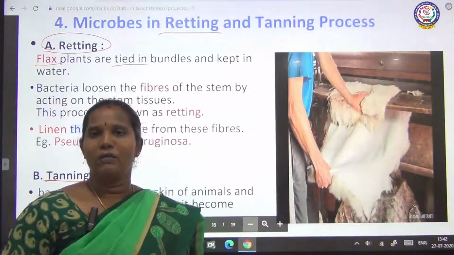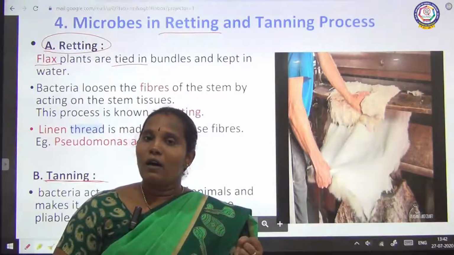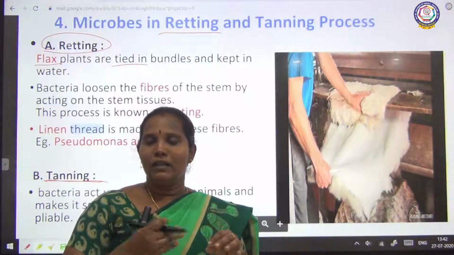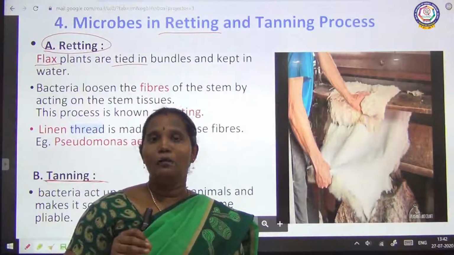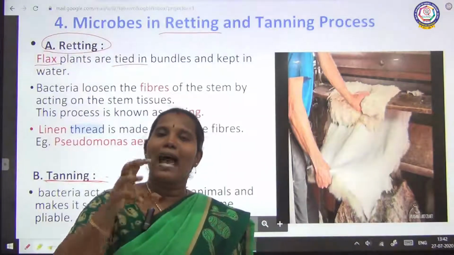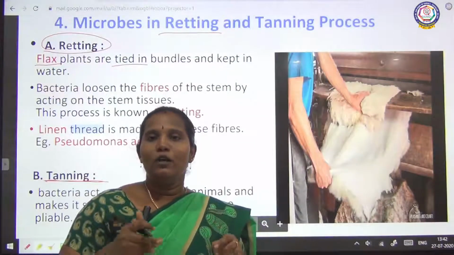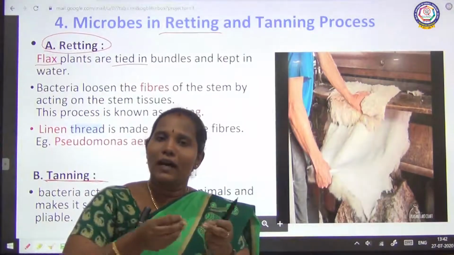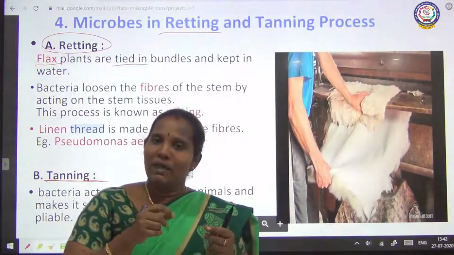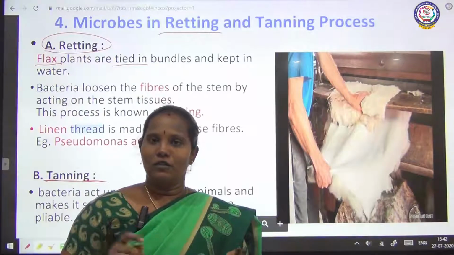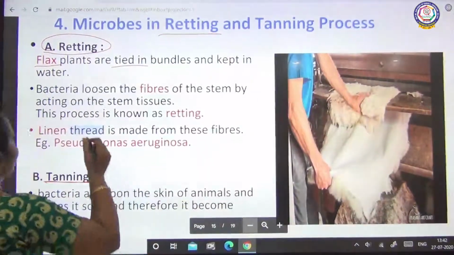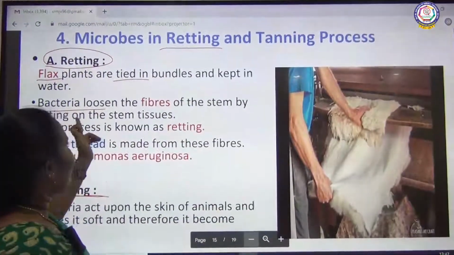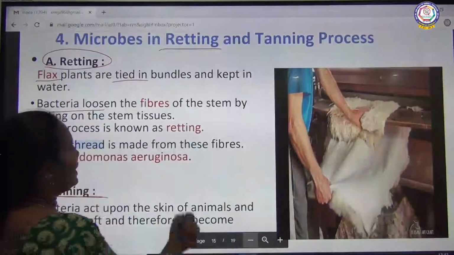After soaking in the water for two to three days, some microbes are added into the stems. These microbes act on the stem and loosen the fibers, so all the fibers will be separated and it will be very easy to make a thread. This process is called retting. Bacteria loosen the fibers of the stem by acting on the stem tissues. This process is known as retting.